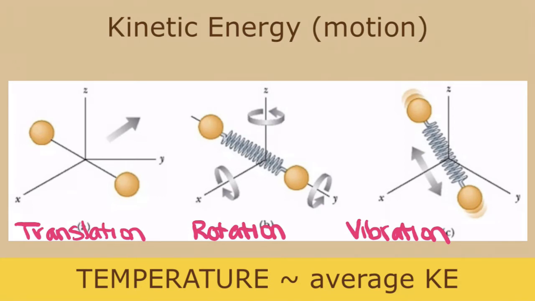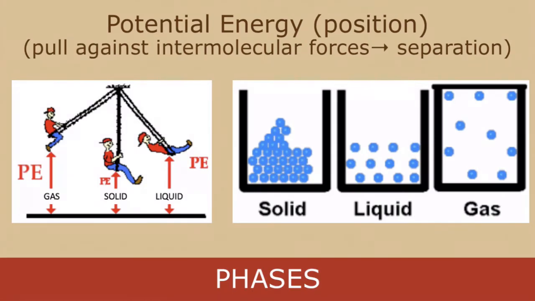And C is vibration. In vibrating, the molecules get closer together and farther apart, like 2 things on the end of a spring. The most important thing to know about kinetic energy is that the average kinetic energy is proportional to the temperature. So remember that all of the molecules are going different speeds, but as an average, they make up a temperature.